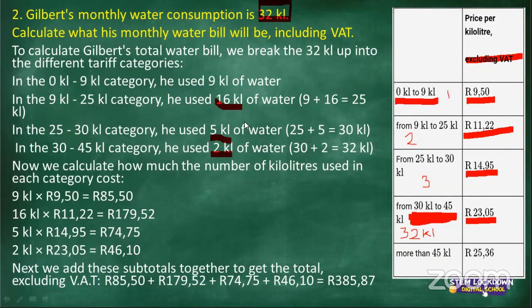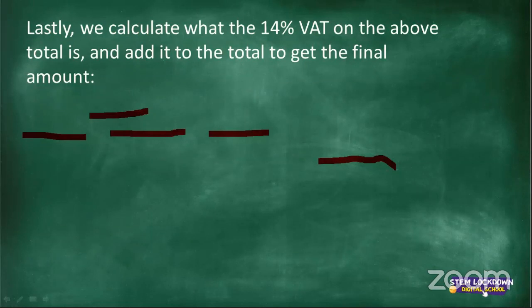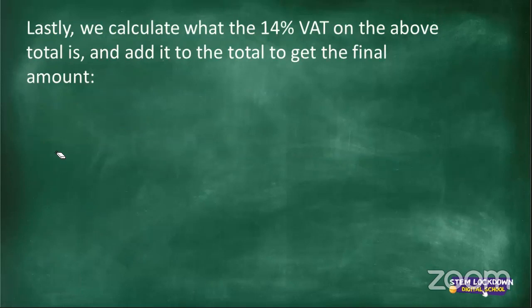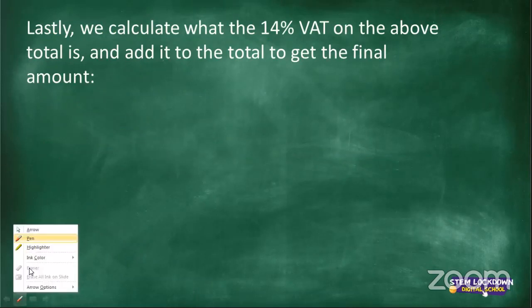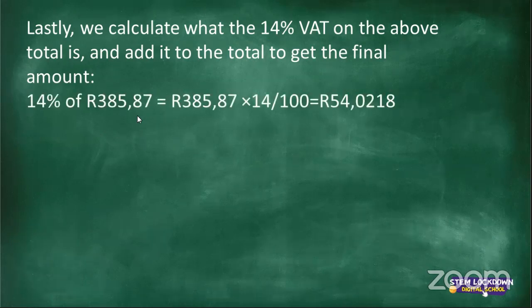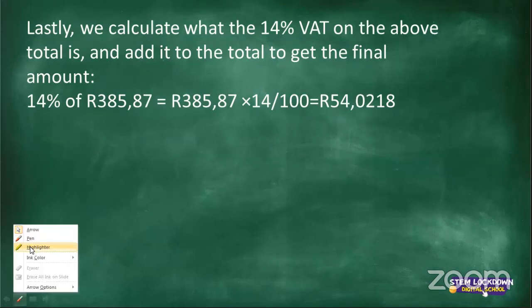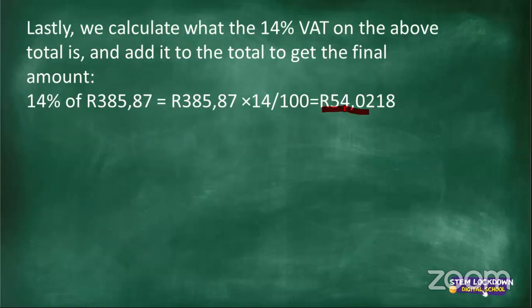So that is why I will move on to the next slide where we are asked to calculate 14% VAT on the above total. So what is that? It's going to be the 14% of 385 rands 87 cents. Then that's the 385 rand 87 multiplied by 14 over 100. You get your answer. This value here, the 54 rands, is not your final answer. The 54 rands is the 14%.